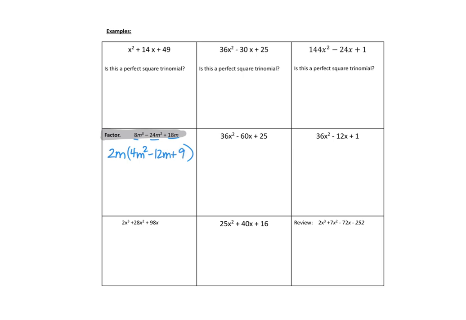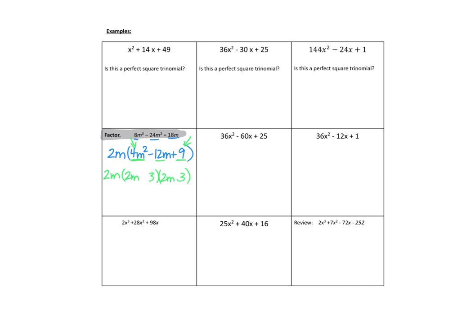Now if I take a look at that, do you notice anything? Perfect square, perfect square. So let's try. The square root of that is 3. The square root of that is 2. 2 times 3 is 6. 6 doubled is 12. So that's good. Let's try our trick. The square root of 4M squared is 2M and 2M. The square root of 9 is 3 and 3.